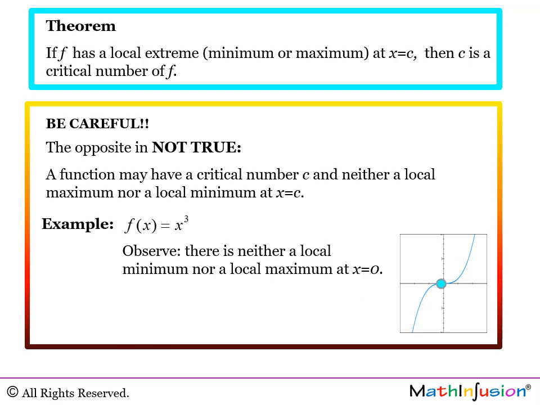I would like to recall that we already know that the critical number is x equals 0, and we should observe that there is neither a local minimum nor local maximum at x equals 0. And again, if you forgot, we differentiate the function and it is 0 when x equals 0. So x equals 0 is a critical number of f, but there is neither a local max nor min at x equals 0.